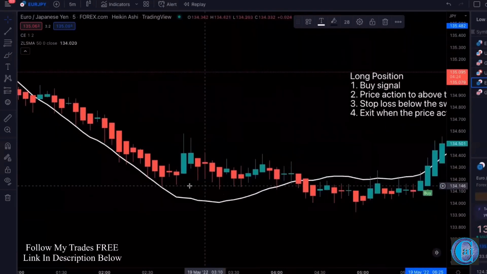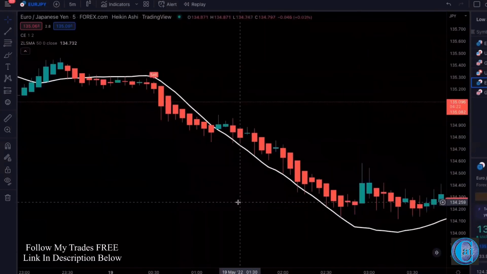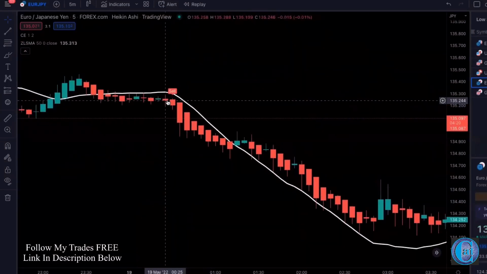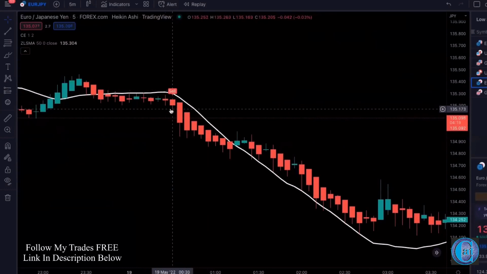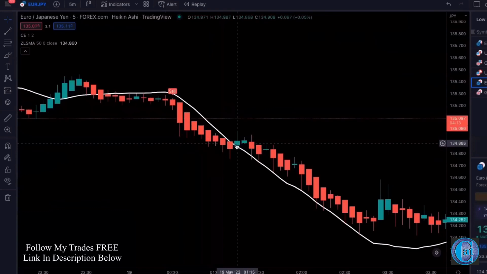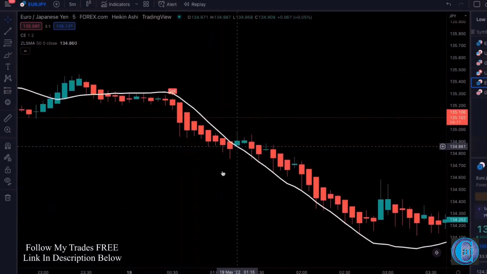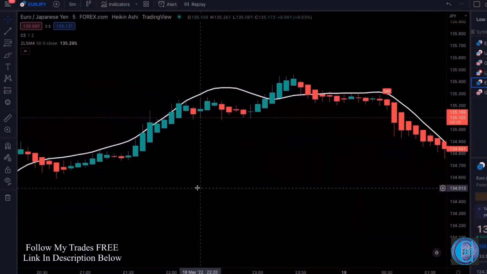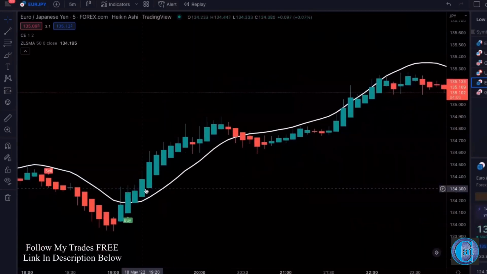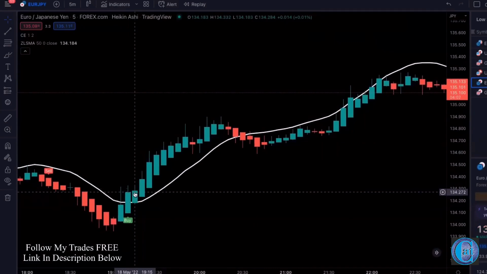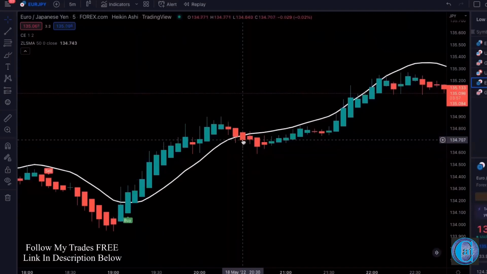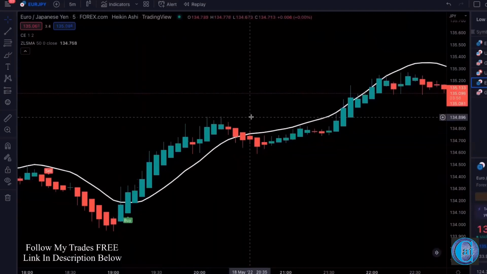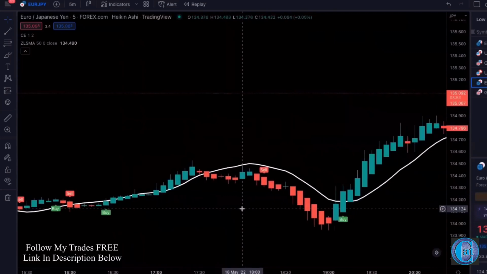And then again, lots of consolidation. Here's another good sell signal, where price action is below the white line. You get a sell signal, take it and exit right there when it crosses over. Right here again, it calls for a buy signal. Price action is above the white line when you get in on the second candle, and then you exit when it crosses over. So that would have been a pretty good trade as well.